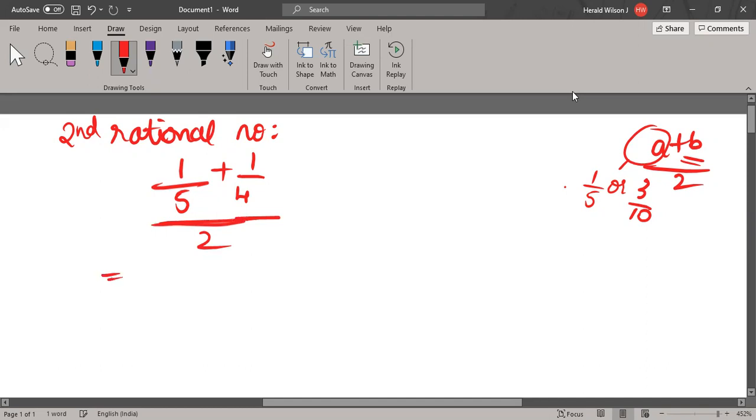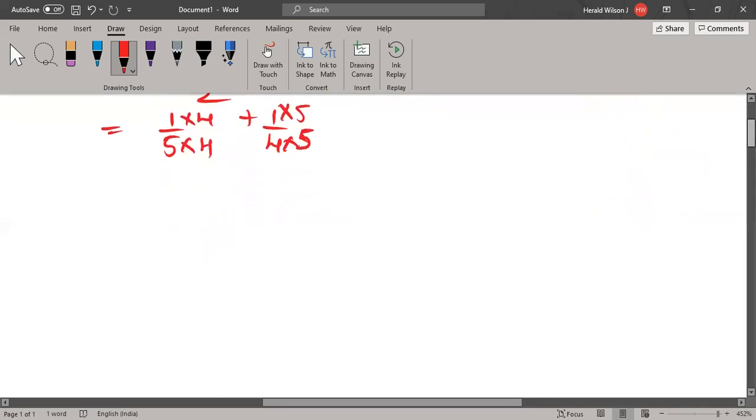So this will be equal to LCM first. LCM is nothing but 20. So this will be 1 by 5, 5 fours are 20, plus 1 by 4 into 5 into 5. Now I hope you know how to find out the LCM of some numbers, right? I hope you've learned it before. If you do not know, please let me know in the comments below. I will make a video explaining how you can find out the LCM too.